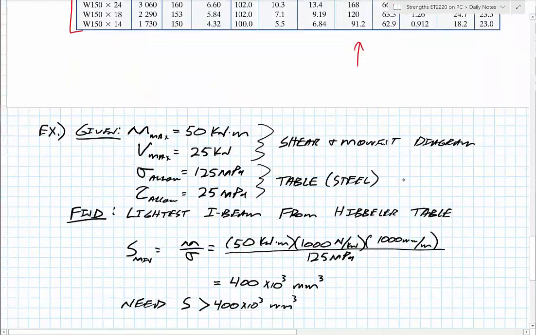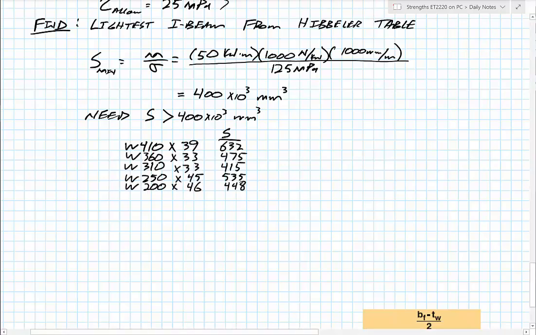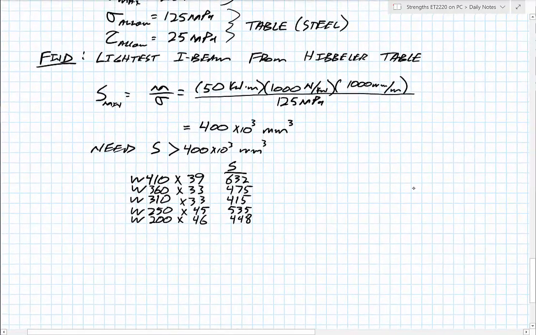So as a summary, this is what I looked up from the table that would work. Those are the five beams identified that would work. And like I said earlier, what are the lightest? The 33s, I have two of them. They tied for the lightest, so I would choose one of those two.